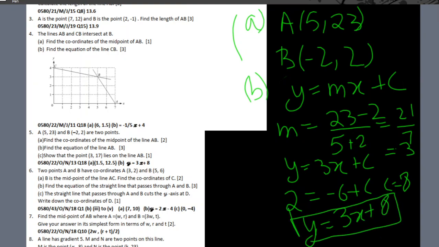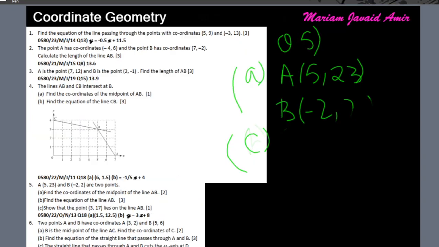This is part B of question 5. Okay, next up let me quickly write the answer for part B. I'll be using that in part C.